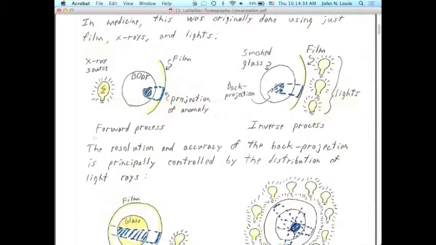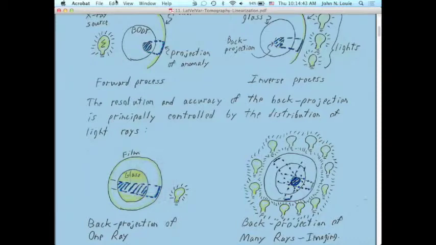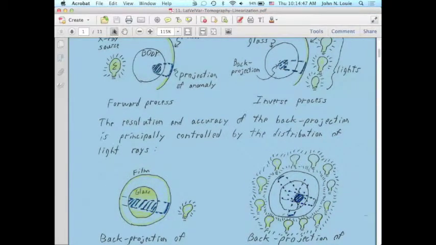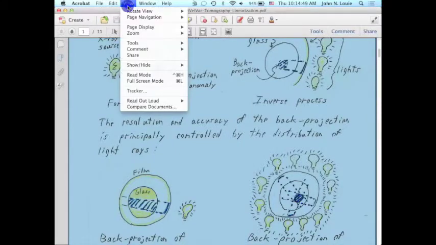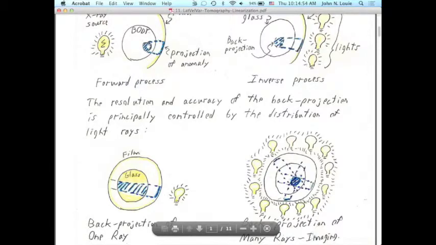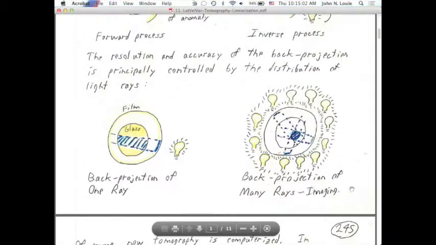Of course, it's going to cast a shadow all the way across the smoke glass. All right. Now the location of the body is in there somewhere, but where, right? All right, so the body's in there somewhere, and yes, it is in the shadow, but how do we locate it properly? We have to back project many rays. That's what gives us imaging.